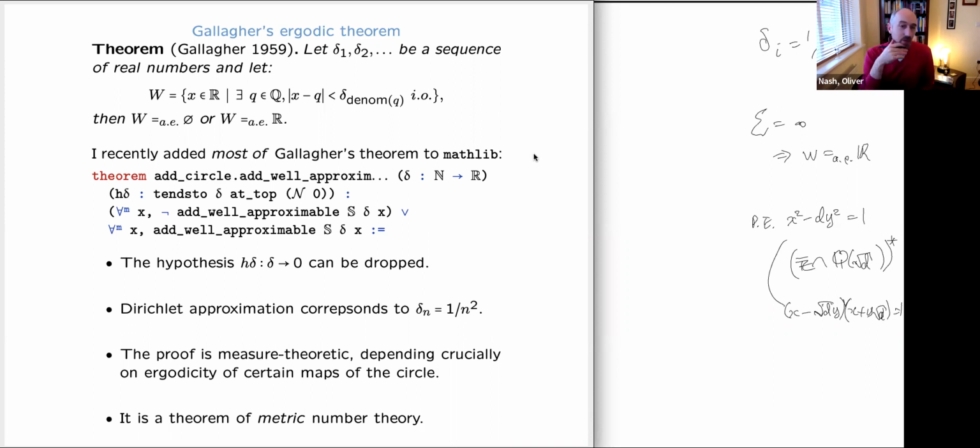So I worked on this on and off, in parallel with some other work, for a few months last year, and added it to Mathlib, or added most of it to Mathlib. Yeah, so it's true with a hypothesis that can be removed, but it's an independent piece of work.